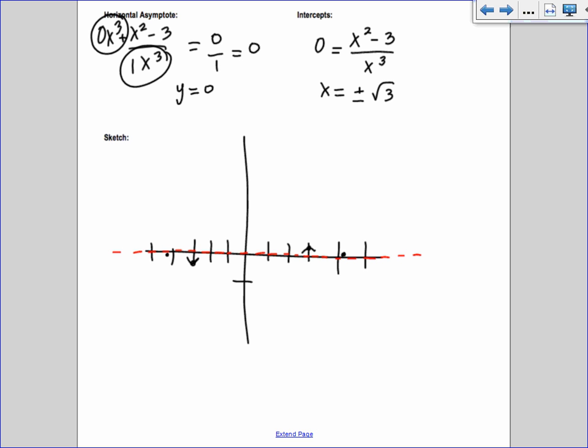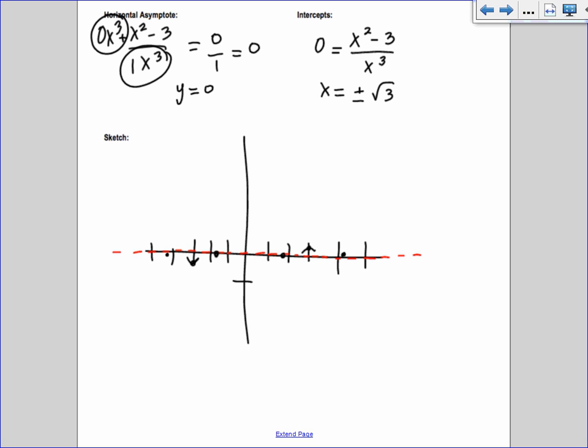So it can cross a horizontal asymptote in the middle. It can't on the ends, because all a horizontal asymptote is, is what's happening on the end: the limit as x goes to infinity, the limit as x goes to negative infinity. So it can cross right here and right here. It can cross in the middle. Okay?